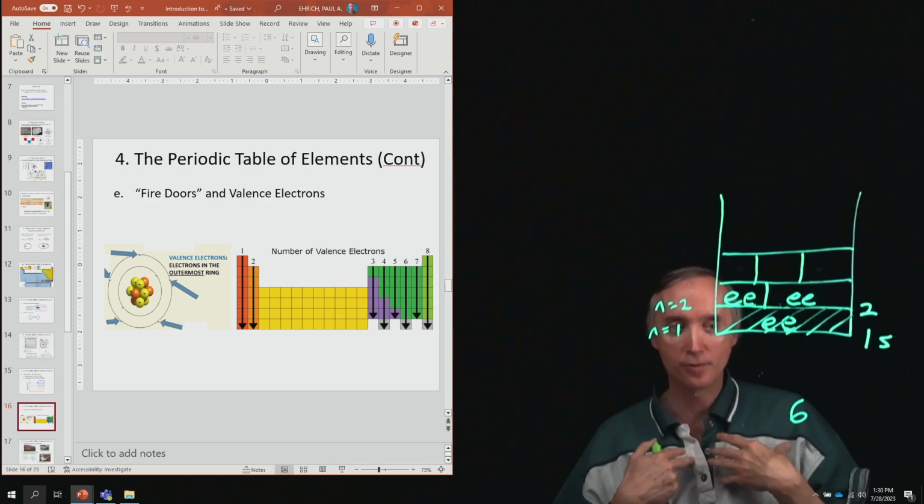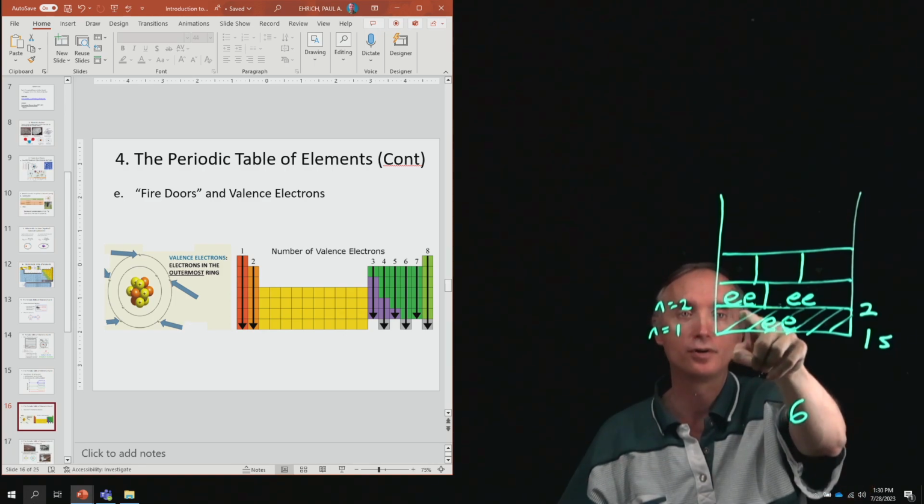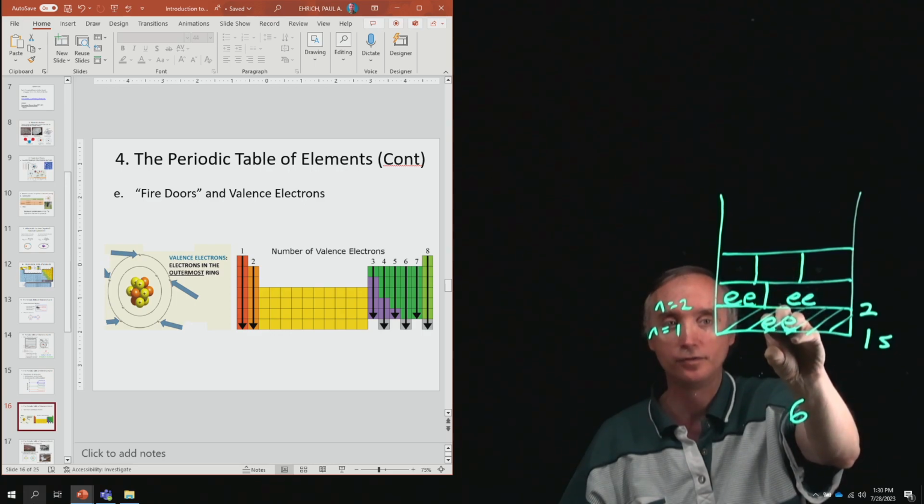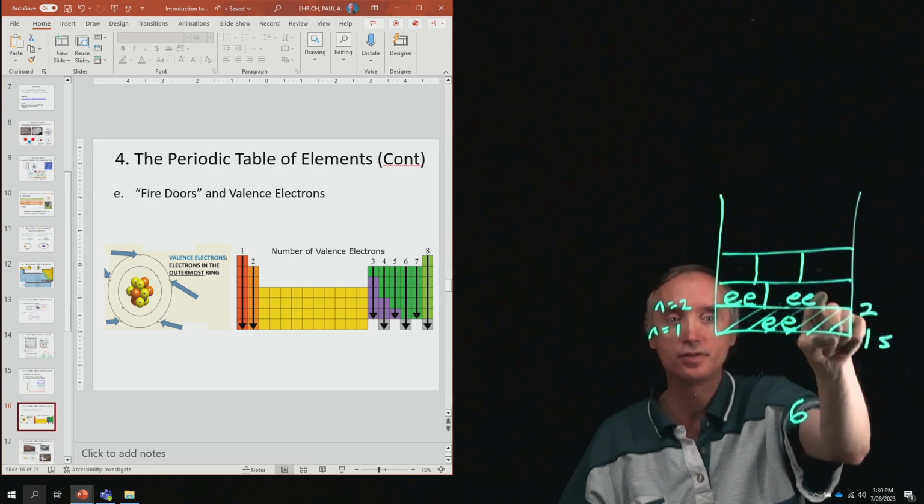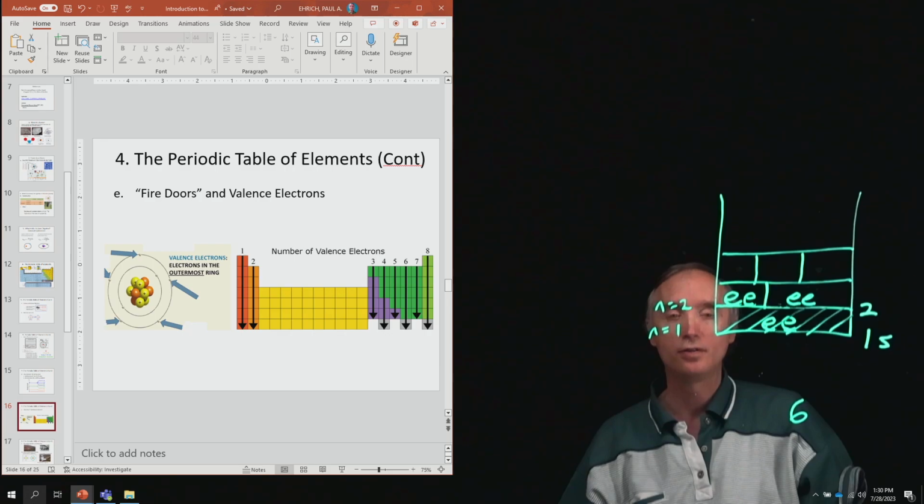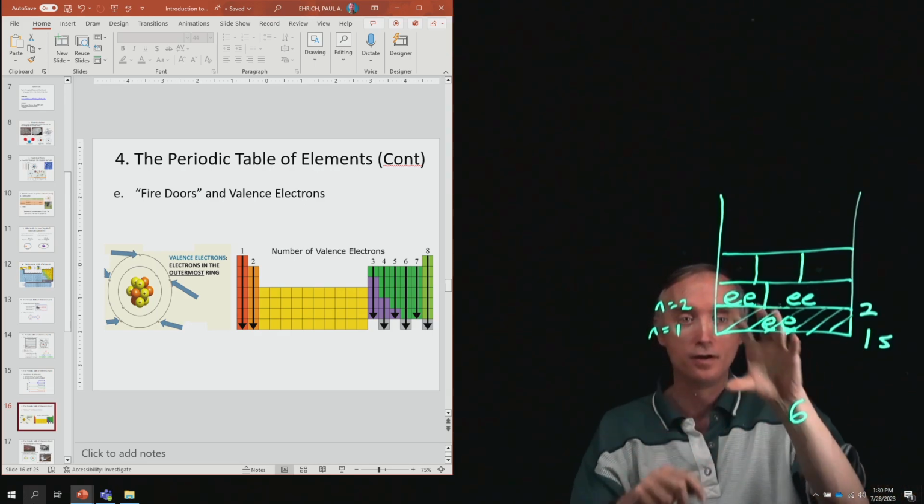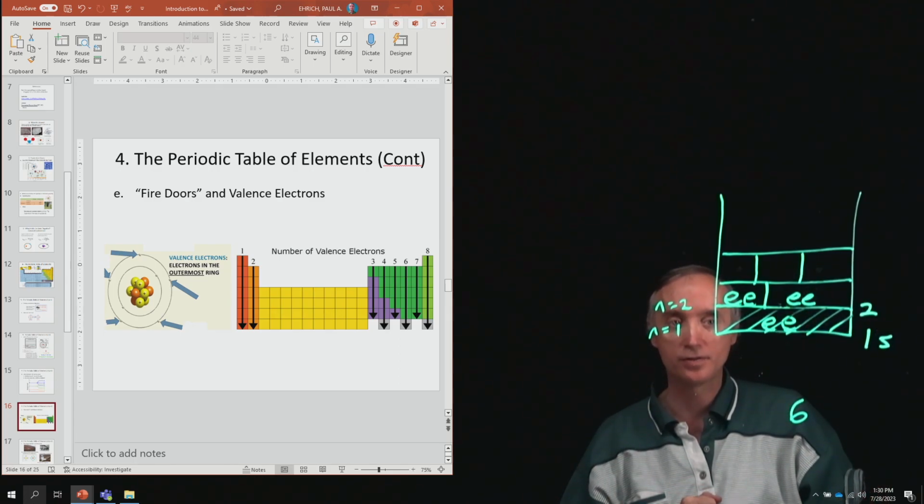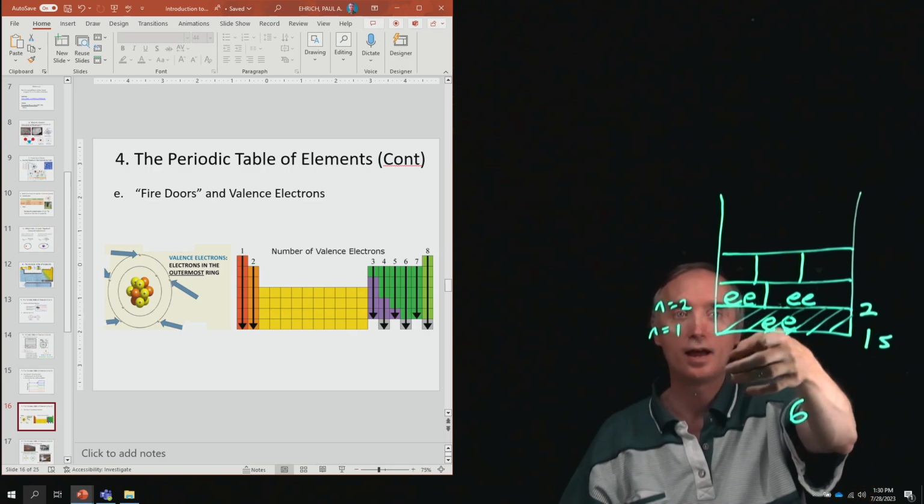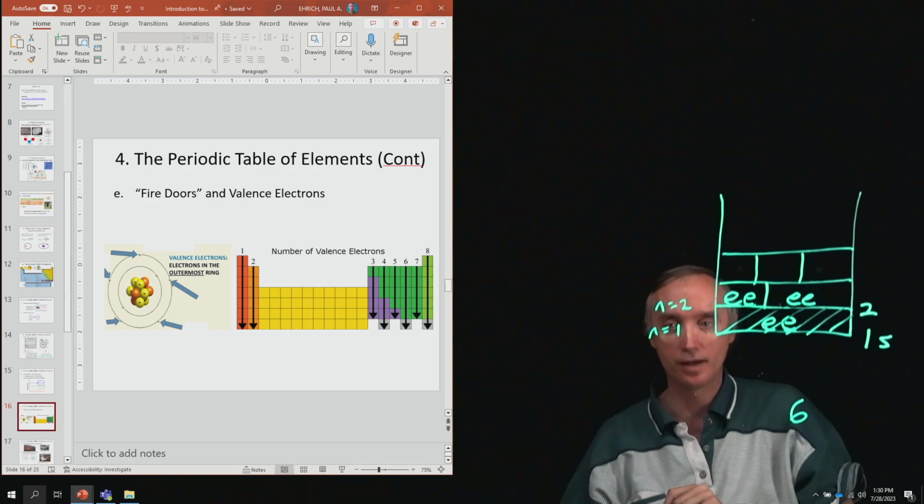So for our purposes, we're going to say that once the floor is full, it's going to be sealed off, and only the floor up here is going to participate in chemical reactions. Those are going to be called the valence electrons. The valence electrons are the outermost electrons in a particular atom. They're the ones that are going to be jumping back and forth from one atom to another to make a chemical reaction. And so, if I was to say, how many valence electrons does carbon have?